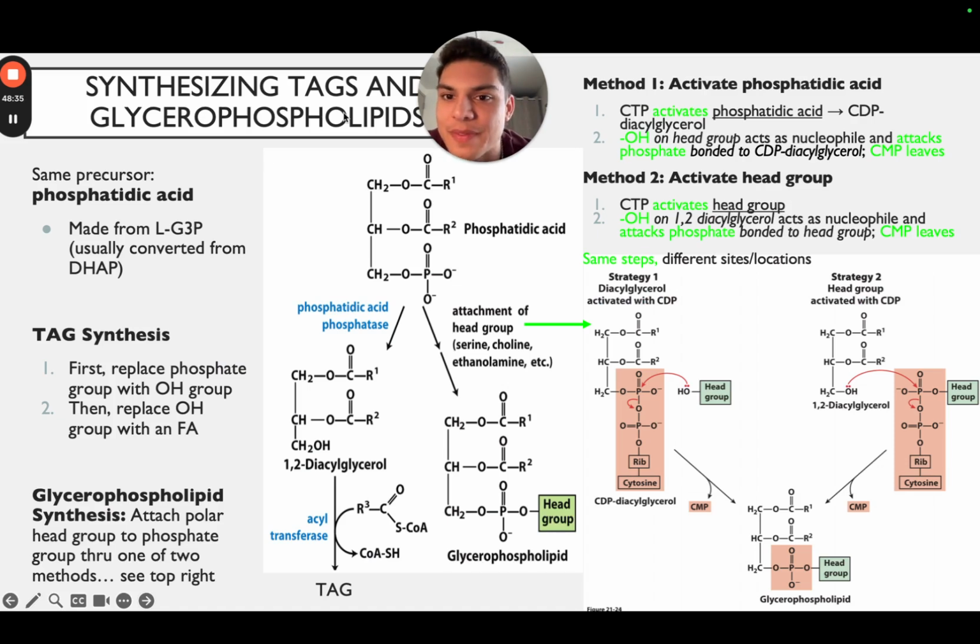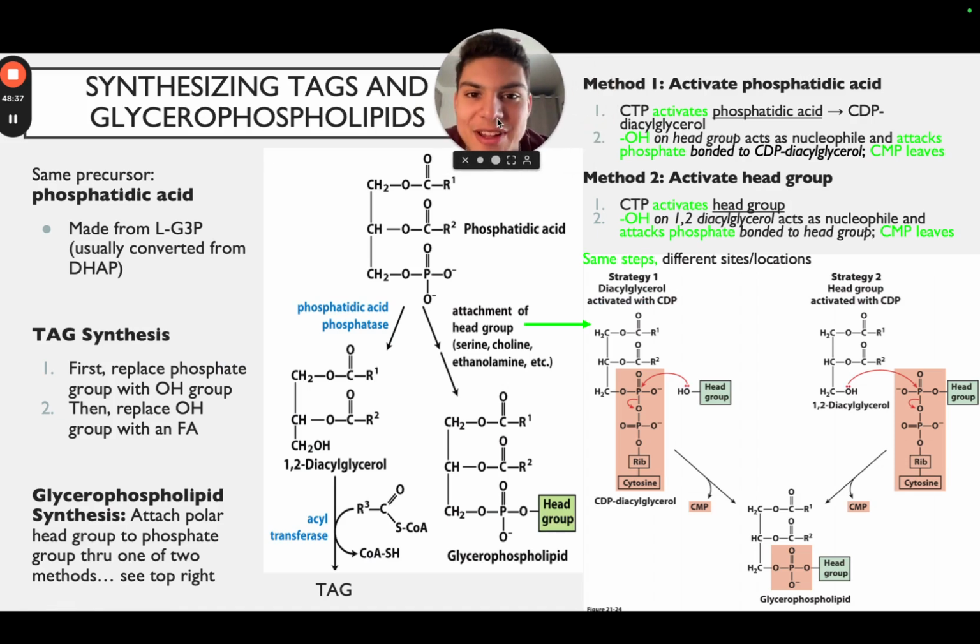That's everything for here. And then moving on to more of these very niche things as TAGs, triacylglycerols, and then glycerophospholipids. So we'll talk about each one. Both of these two use the same precursor, which is phosphatidic acid. Phosphatidic acid is going to form our glycerol-like backbone, and it's made from LG3P, and it's usually converted from DHAP, essentially.